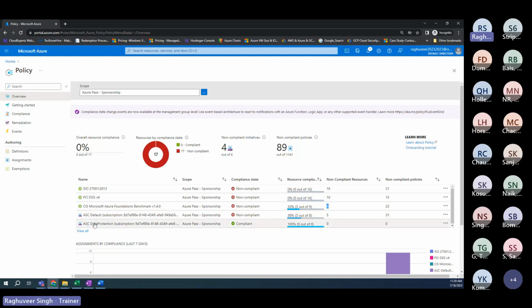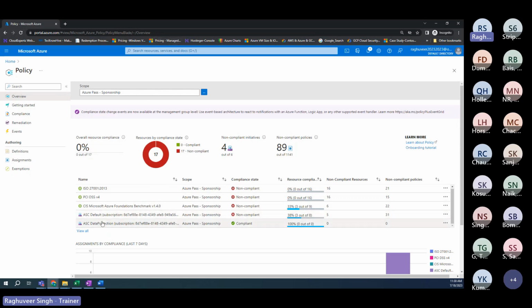So similarly, you can see there is another policy, which is Azure Security Center data protection. It says compliant. Why? Because any data that I have in this subscription is basically encrypted. So it's compliant. These are the ASC default policies, which are by default applicable in all subscriptions. And then we will enable manual standards and compliances also from Microsoft Defender for Cloud, which will reflect here. You will also see this information in Defender, but you can also see it here in the policy.